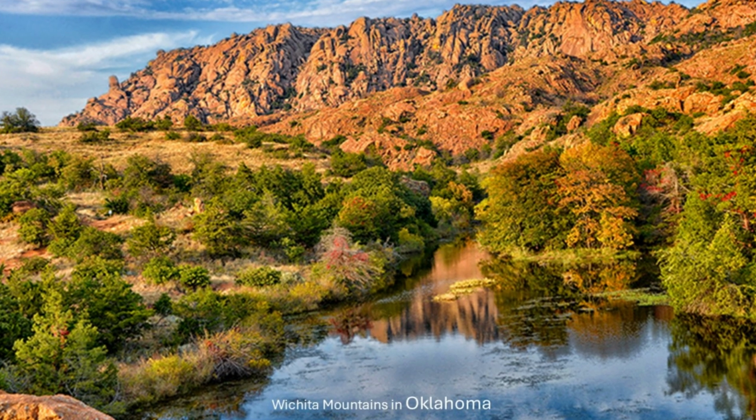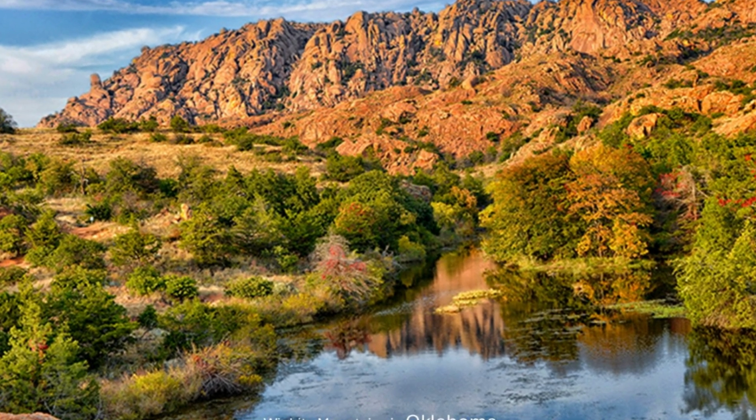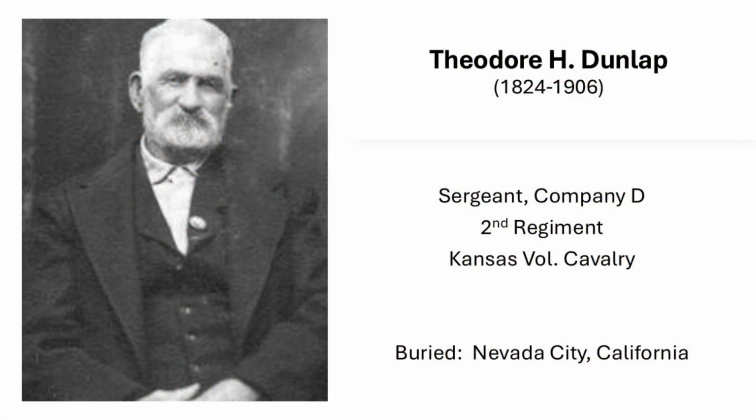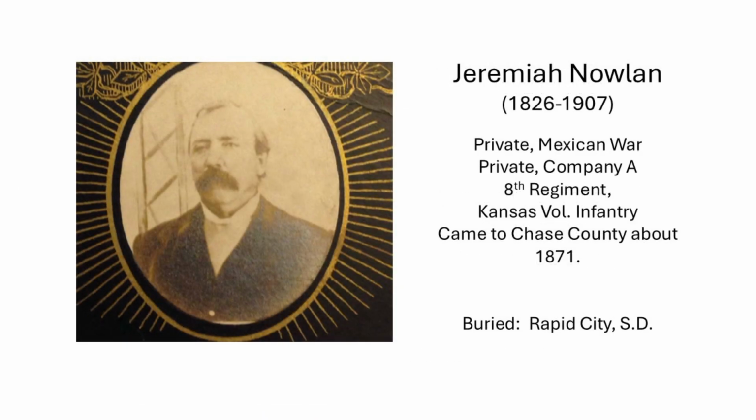Albin prospected for gold in the Wichita Mountains. The lure of mineral riches also apparently attracted Theodore Dunlap to Nevada City, California, and Jeremiah Nolan, a veteran of both the Mexican and Civil Wars, to Rapid City, South Dakota.